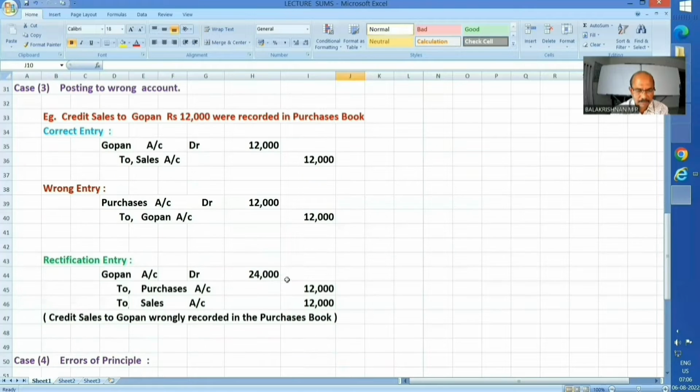Now the rectification entry. Sales account is pending a credit, so give a credit. Purchase account has been unnecessarily debited; to nullify it, let us credit it. I repeat, the party has to be given double effect because he has been unnecessarily credited instead of debiting. So 24,000, 12,000 into 2, 24,000. Show it. That's all. And the narration being credit sales to Goban wrongly recorded in the purchase book.